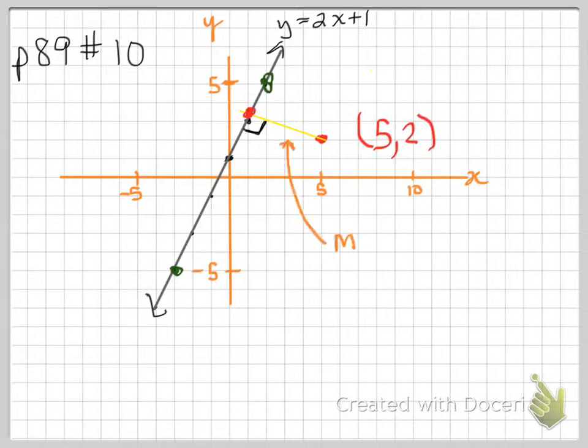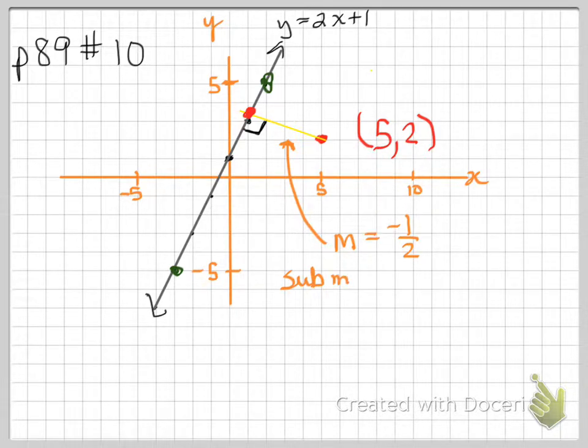Well, to find that, we know that this has an equation. So all we have to do is find the equation of this line. To find that, we know that the slope of this line is the negative reciprocal of the slope of this line. The slope of this line is 2, as you see here. So the perpendicular slope is going to be negative 1 over 2. Why is that? Remember, it's perpendicular, so the negative reciprocal is negative 1 over 2.